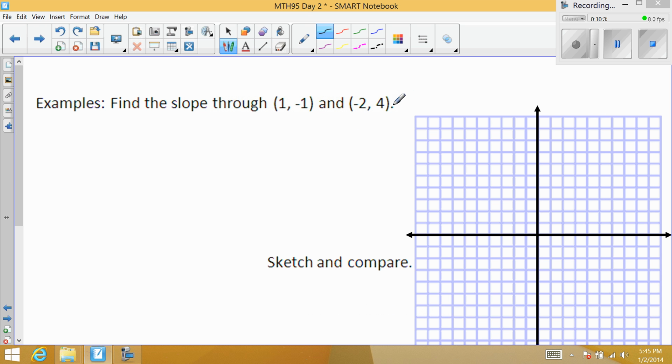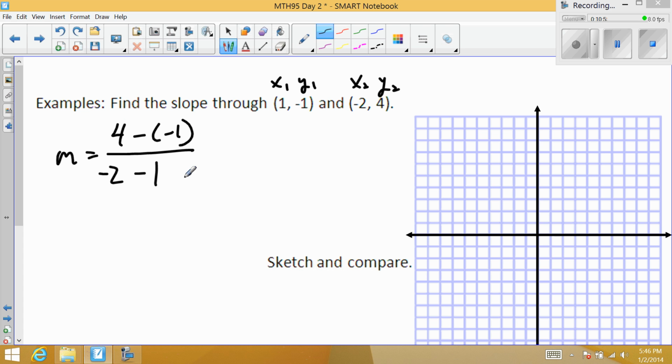Okay, so given 2 points, find the slope. If you want, you might find it helpful to label these x1, y1, x2, y2, and then our slope will be 4 subtract negative 1 over negative 2 subtract 1. So y is on top, x is on the bottom. Be careful with your signs. It's easy when you're subtracting negative numbers to accidentally leave a sign off there. So this will give us 4 plus 1, or 5 in the numerator. Negative 2 subtract 1, or negative 2 plus negative 1 will give us negative 3 in the denominator. So our slope is 5 over negative 3.